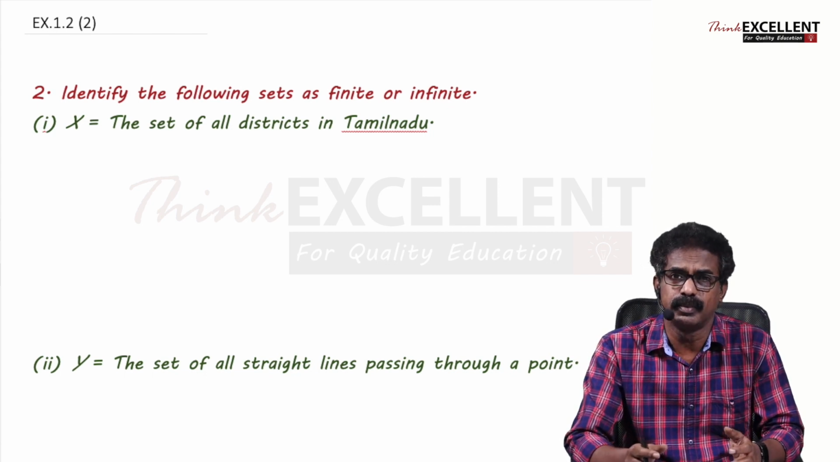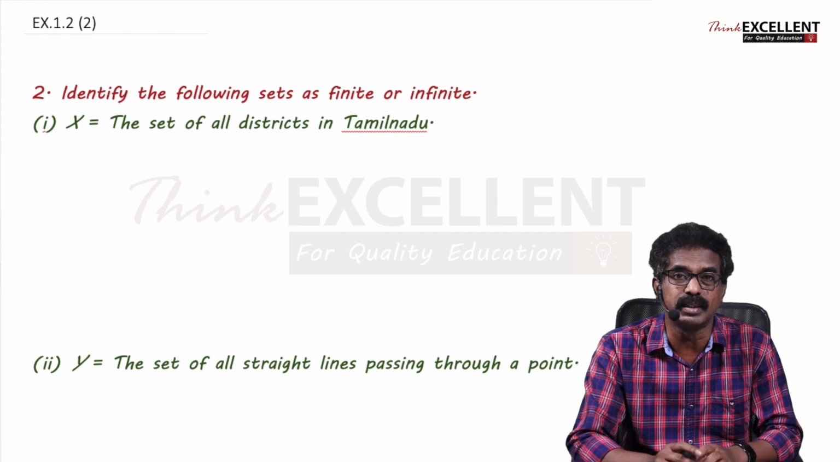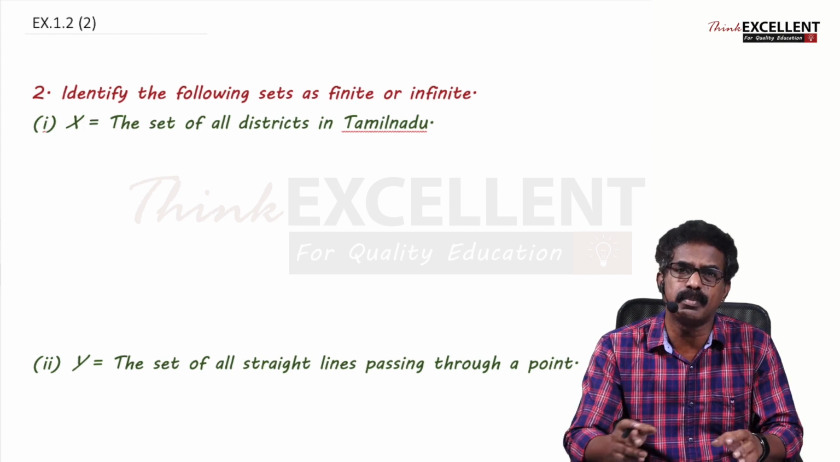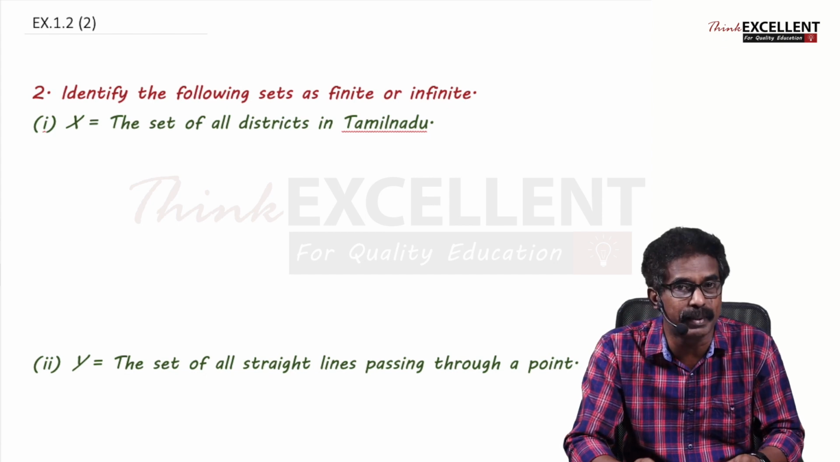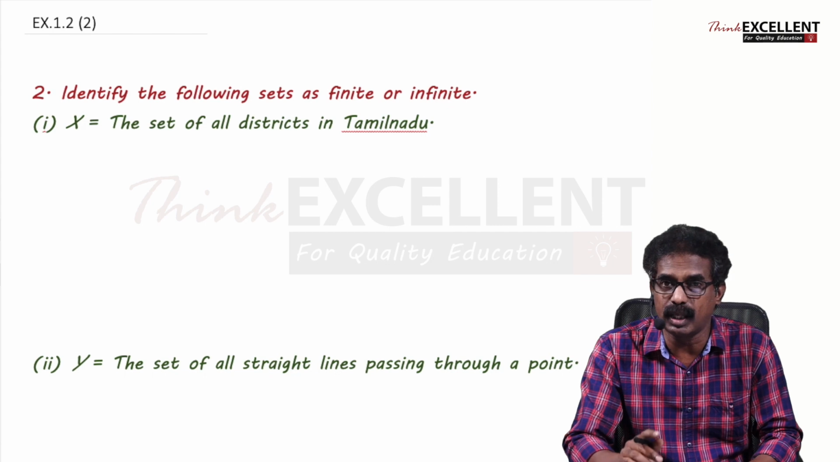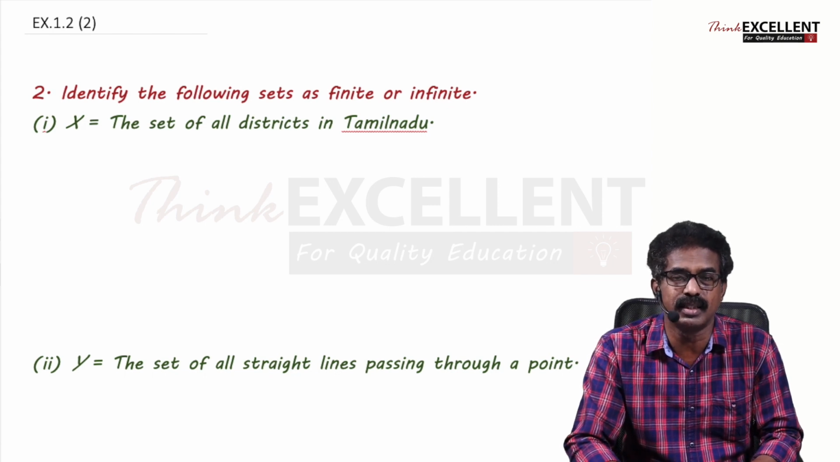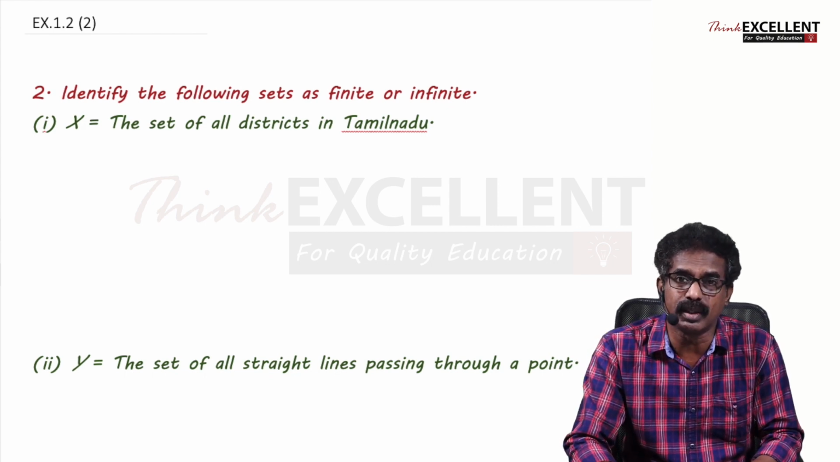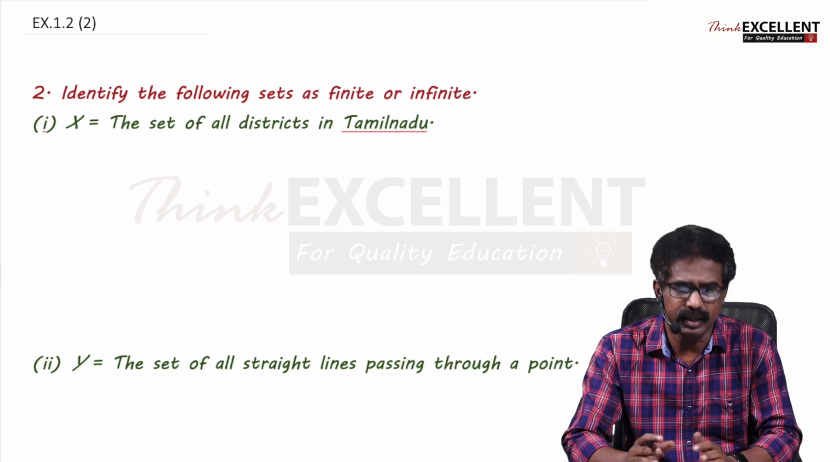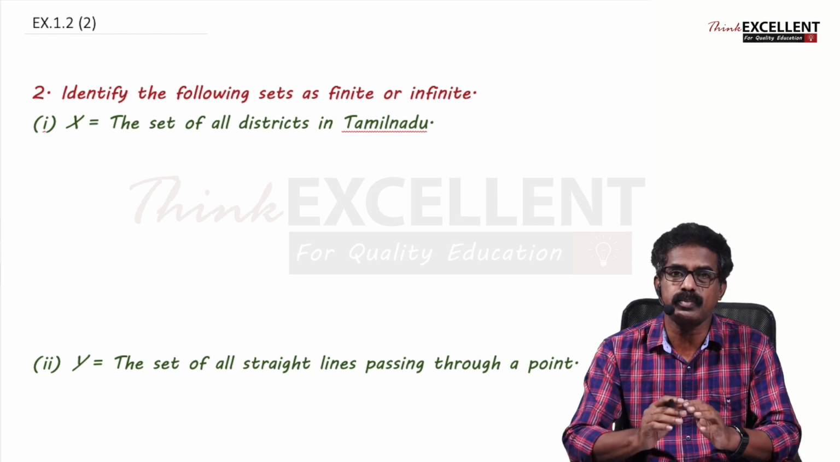Then disjoint sets: you take the intersection, the common elements. If nothing is common, then we say disjoint sets. If there are some common elements, we call it overlapping sets, right? Then you studied the singleton set. If there is only one element, we call it a singleton set. Empty set, if there is no element, we call it what? Empty set, right? So overlapping, all these things we studied, right?